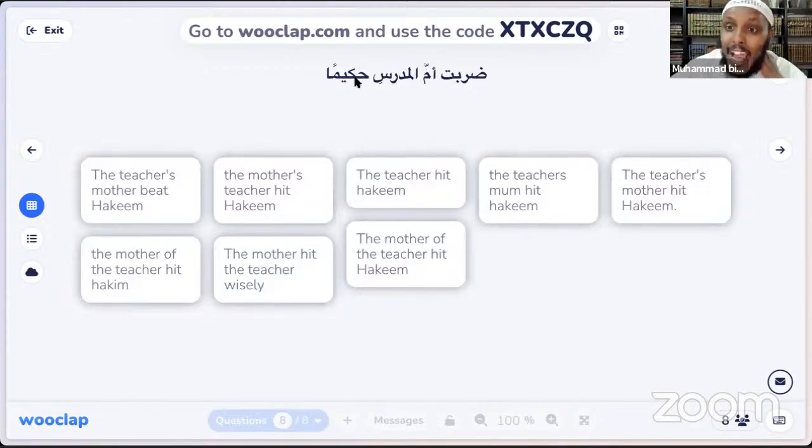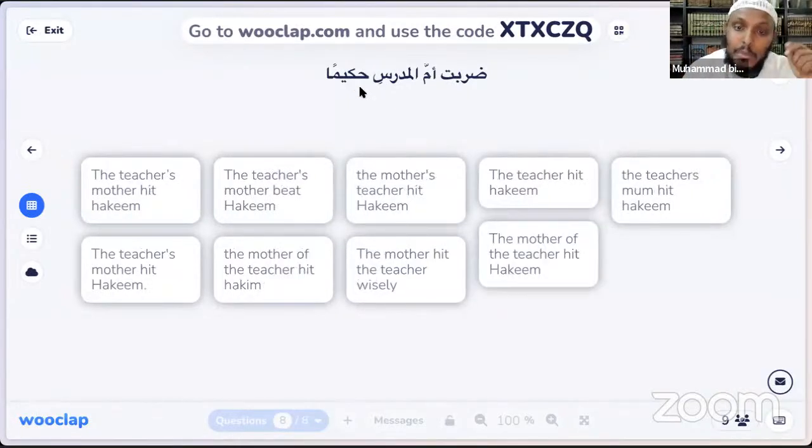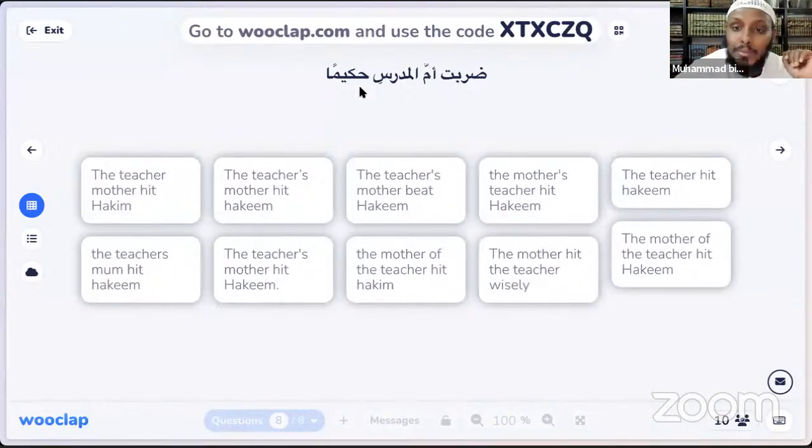So the teacher's mother hit Hakim, or she hit a wise man. It can be both correctly. Hakim here could mean a person called Hakim, or it could be a wise man, depending on the context. Okay? Barakallah feek.